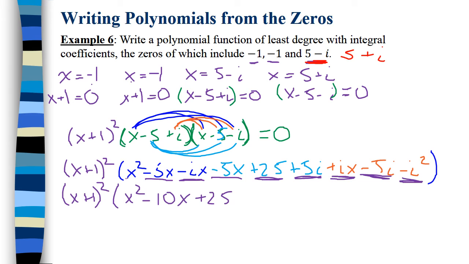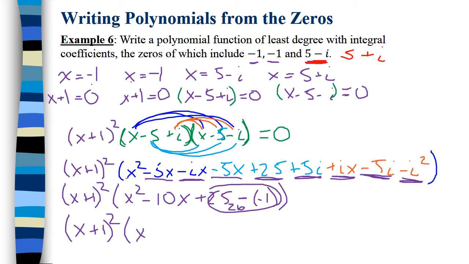And then negative i squared is negative 1. Okay, so minus a negative 1 is really plus 1. So this is plus 1, and this quantity here is going to be 26. So we have x plus 1 quantity squared times x squared minus 10x plus 26.